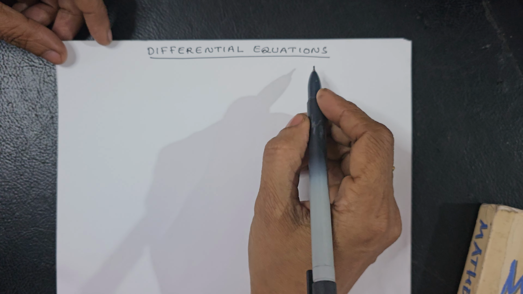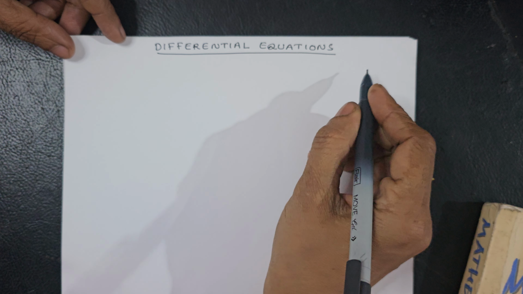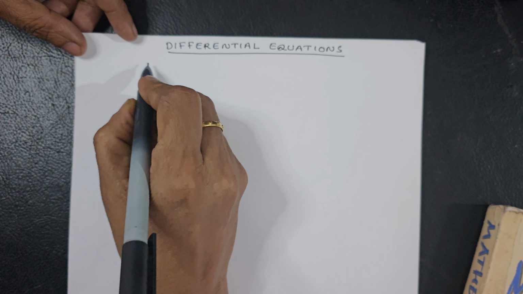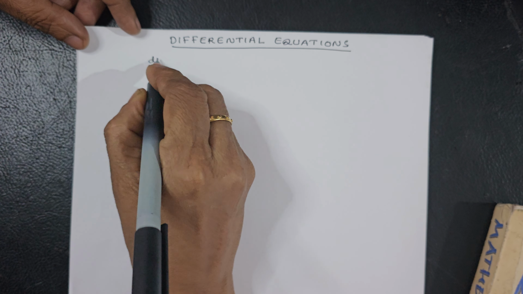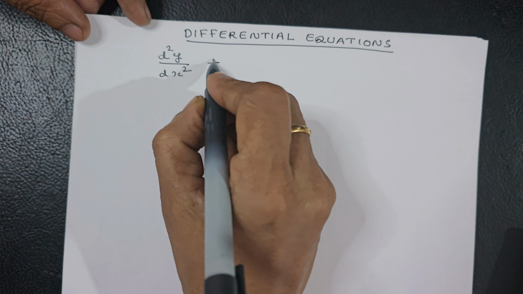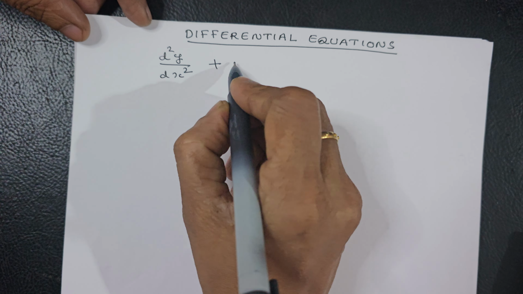What is a differential equation? It is an equation involving derivatives. For example, d square y by dx square plus 4 cos x plus y is equal to 3. It is a differential equation because it involves a derivative, the second order derivative d square y by dx square.